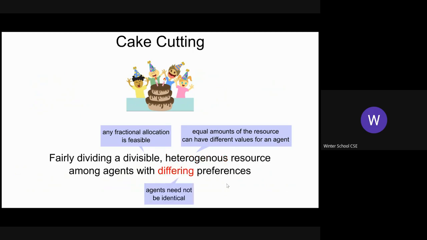And of course, different agents can have different preferences. So my preferences could be very, very different from, say, Pallavi's preferences, right? And her preferences might be very, very different from, say, Saket's preferences, and so on. Okay? So these are some of the essential features of the cake cutting problem, and we are going to define all of these things formally.